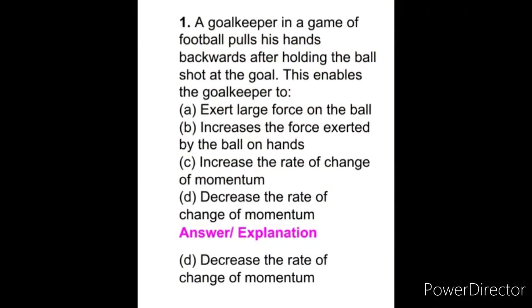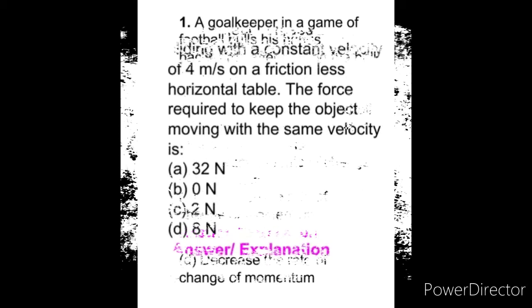Question 1. A goalkeeper in a game of football pulls his hands backward after holding the ball shot at the goal. This enables the goalkeeper to A. Exert large force on the ball, B. Increase the force exerted by the ball on the hands, C. Increase the rate of change of momentum, D. Decrease the rate of change of momentum. Answer is D. Decrease the rate of change of momentum.